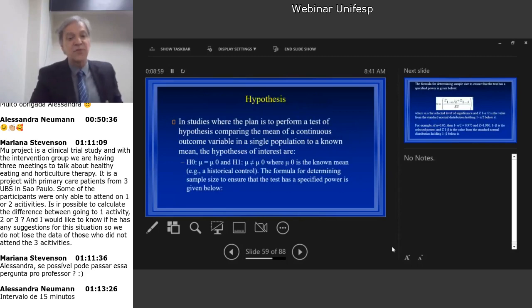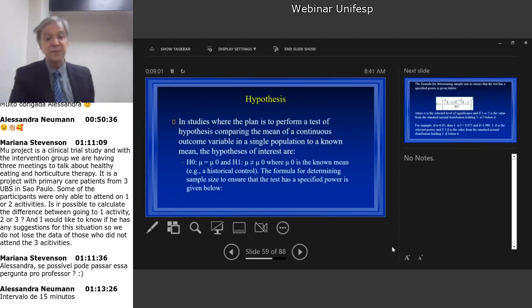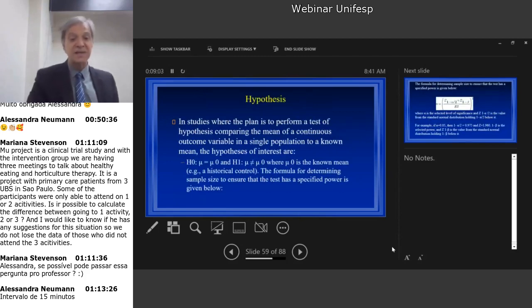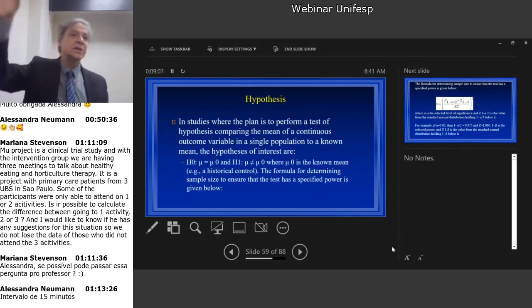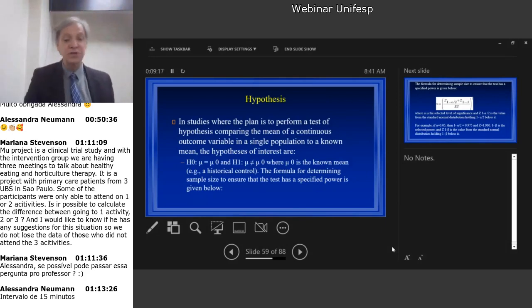Hypothesis: in a study where the plan is to perform a hypothesis test comparing the mean of a continuous variable in a single population to a null mean. So you have your universe and you have your sample. Your study is your sample, the mean you find. And the expected mean is the null mean from previous studies, from established clinical usage, whatever. Okay, so H0 is your null, and the alternative hypothesis says the two are different. It's the null mean or historical control.